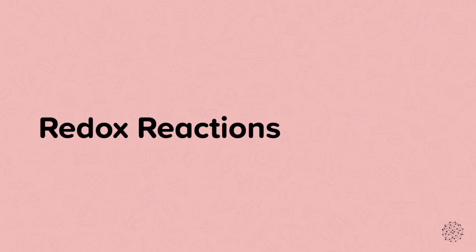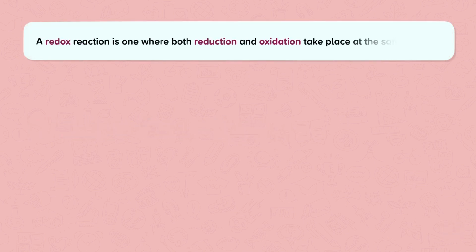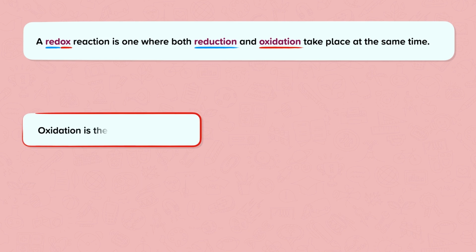In this nugget, we will be looking at redox reactions. A redox reaction is one where both reduction and oxidation take place at the same time. Reduction and oxidation can be described as either the gain or loss of oxygen or electrons. Let's look at the oxygen description first.